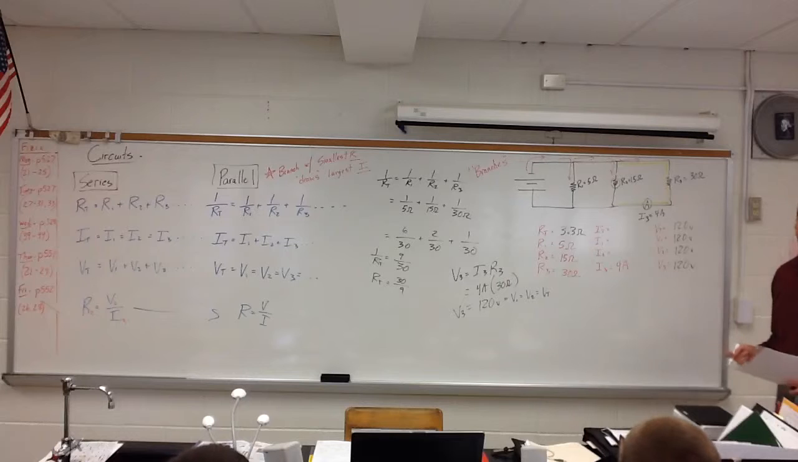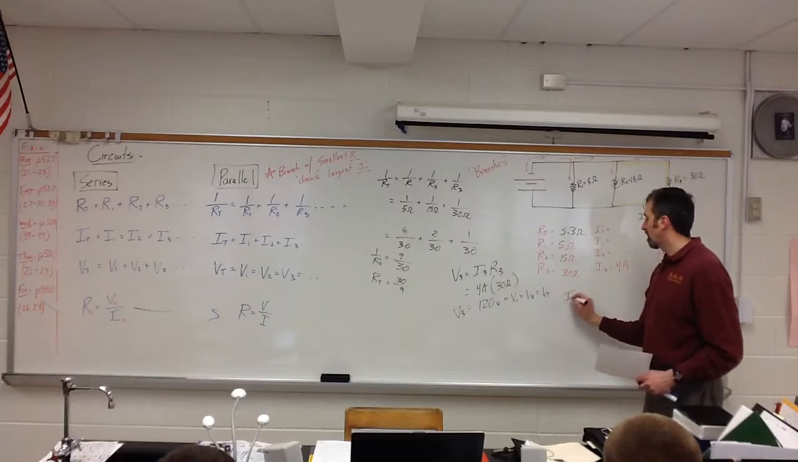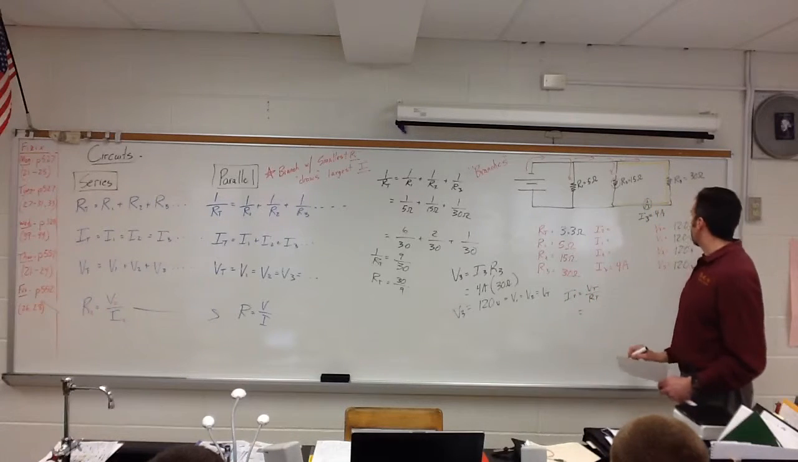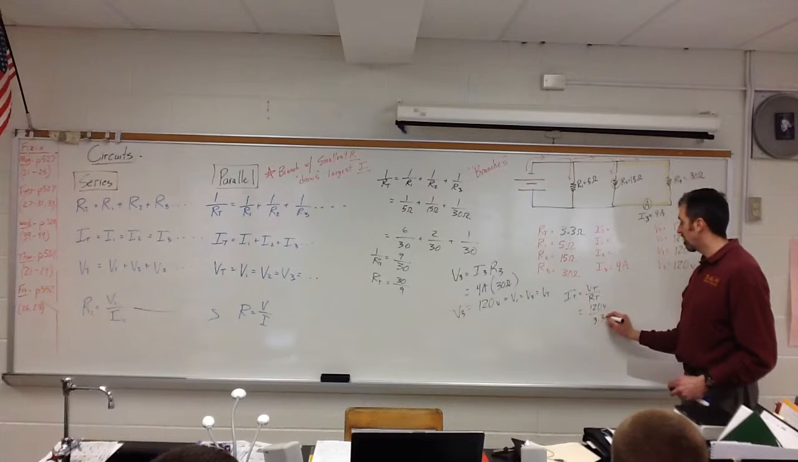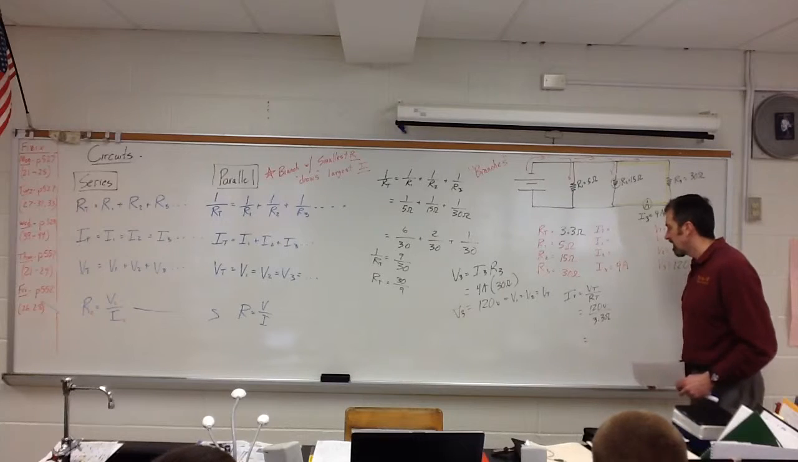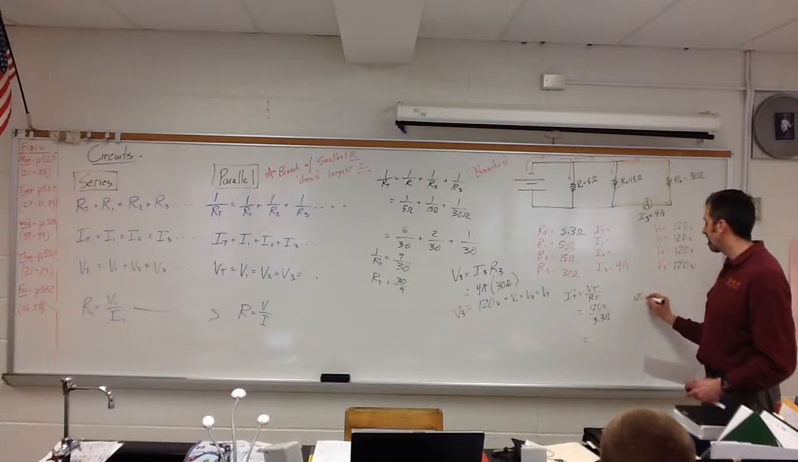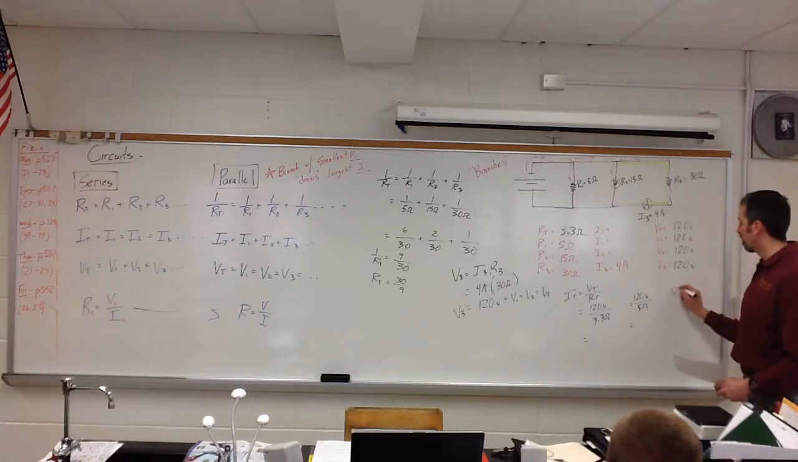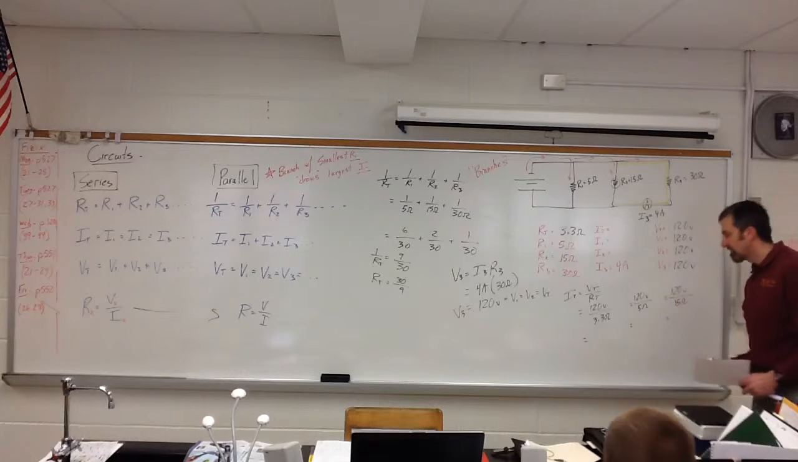What do we do now? We hammer them out one at a time. So we go I total is V total over R total. V total was 120 and it will be every single time, divided by 3.3. Then we're going to do 120 over 5. And we're going to do 120 over 15. What are the numbers in each case?